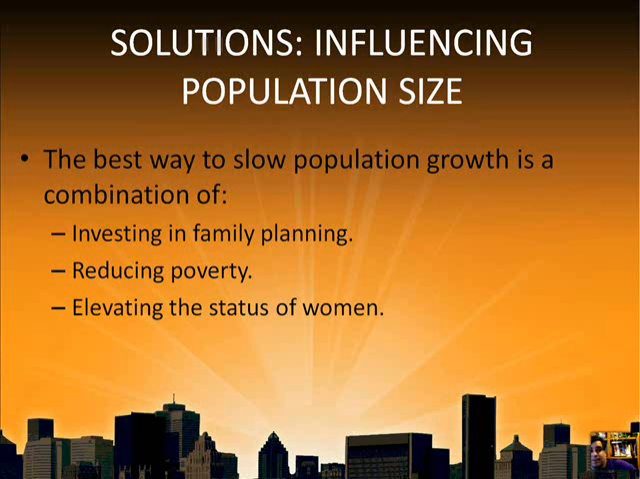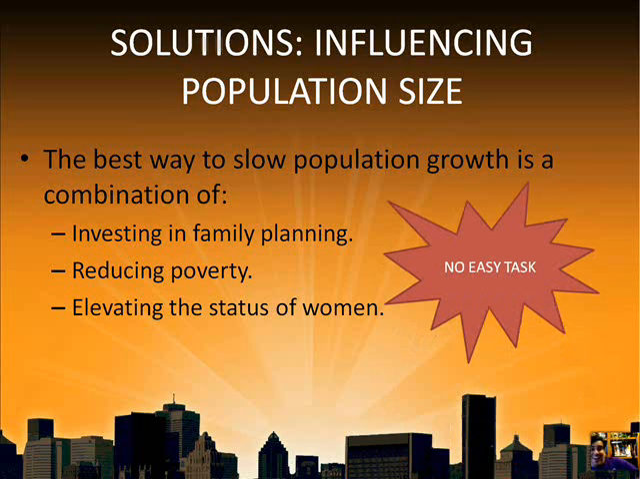The book suggests these possible ways of slowing population growth. Do we invest in family planning? How is it that we reduce poverty? And how do we elevate the status of women? I don't know if there are easy solutions to this. I don't think there are at all.